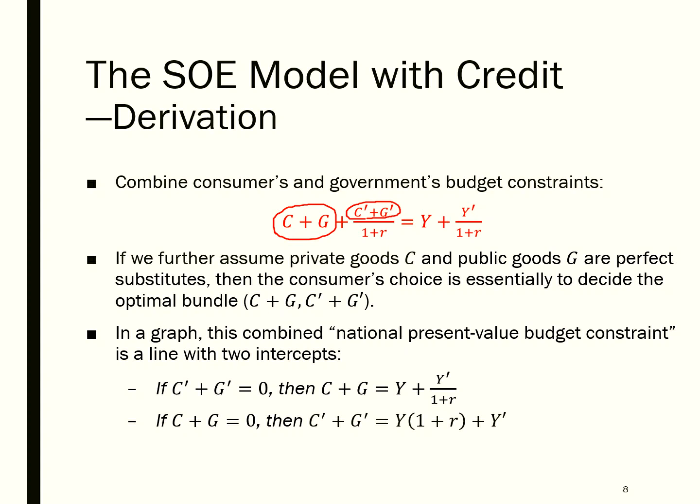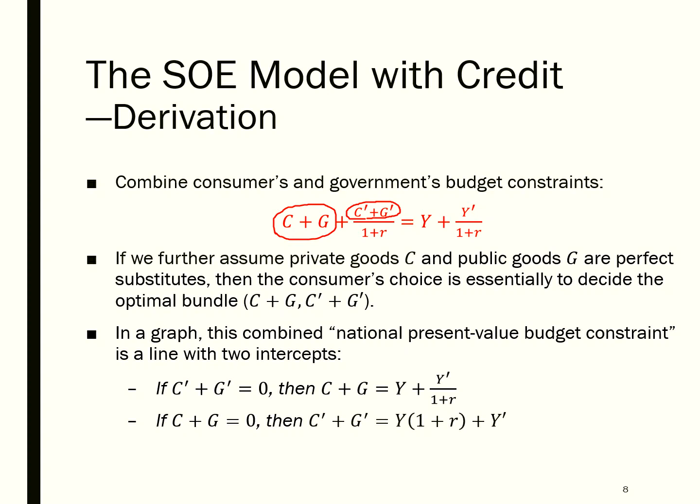That is, we can choose two special points on this budget line and then link the 2 points, because any 2 points can fix you a line. The first special point is when the future consumption is equal to 0, that is C prime plus G prime is equal to 0. In this extreme case, the general budget constraint becomes C plus G equals Y plus Y prime divided by 1 plus R. That is, all you consume today is equal to the present value of the endowment.